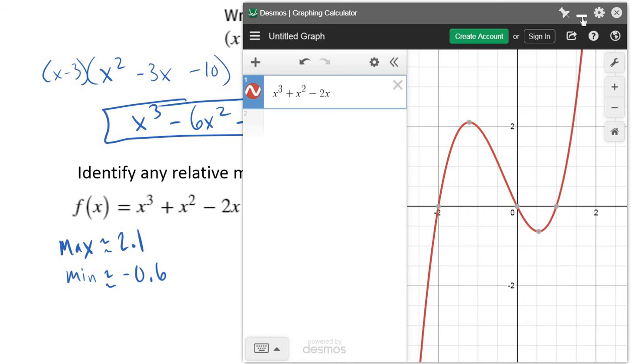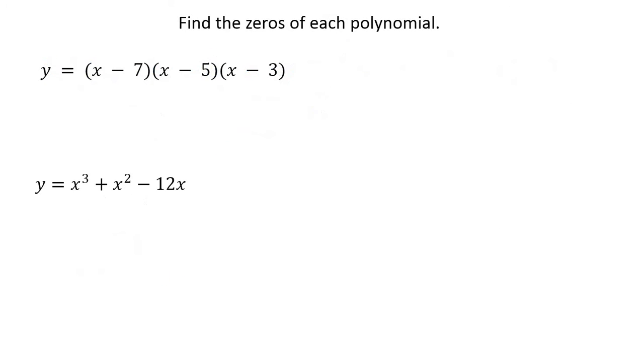Alright, let me get rid of my graph. Let's go look at another thing. Find the zeros of each polynomial. So you've done this before, right? Same thing as solving polynomials. Well, this one's nice. It's already factored.